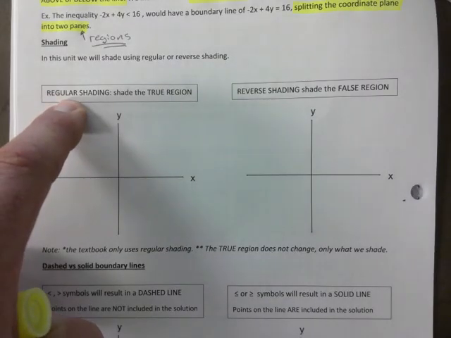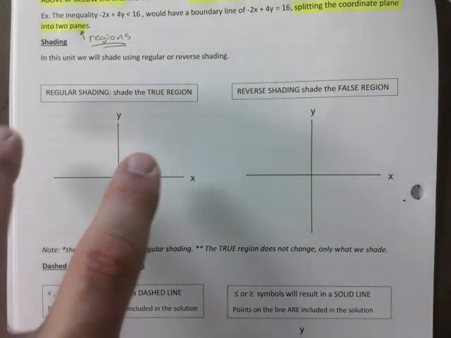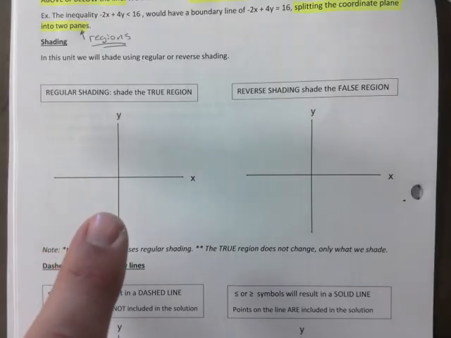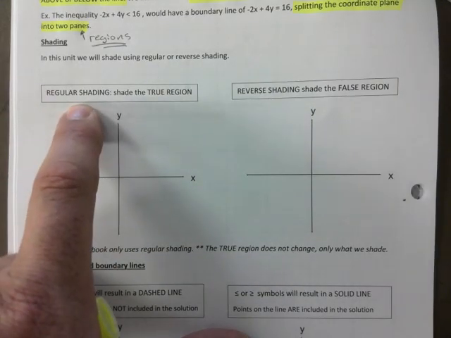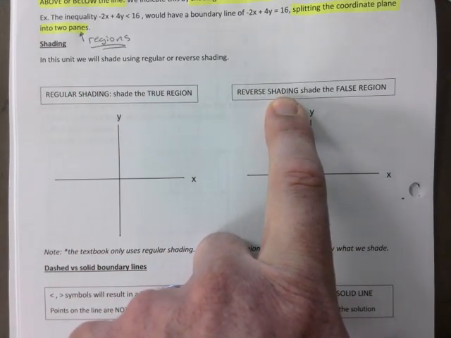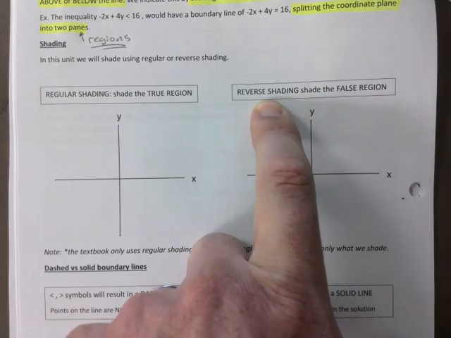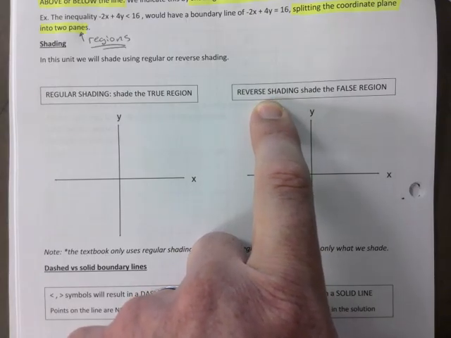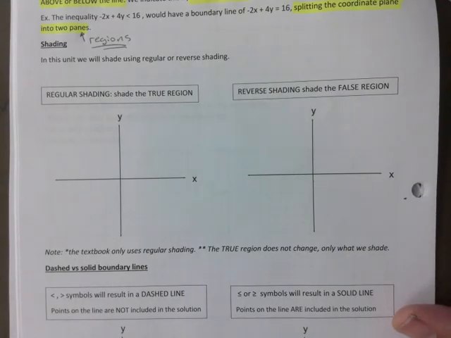So regular shading to start. Pay close attention to this. We're going to start with regular shading, and then I'm going to quickly transition to reverse shading. I'll explain to you why I use reverse shading after we've done a few more examples. It will make sense after we've done this.